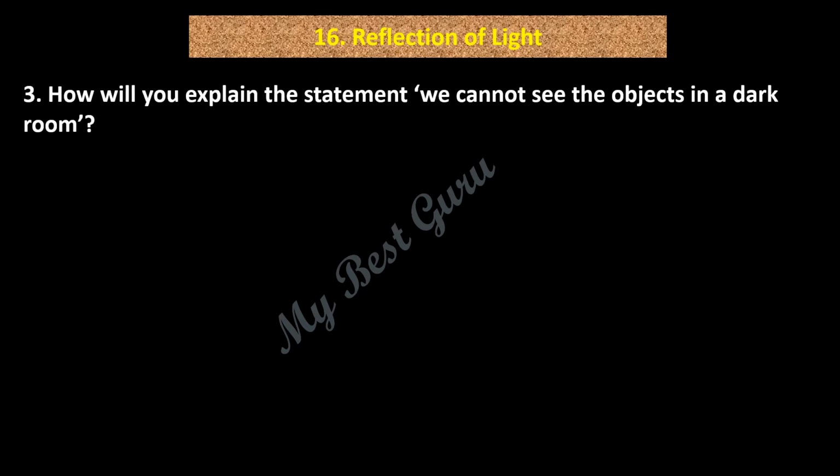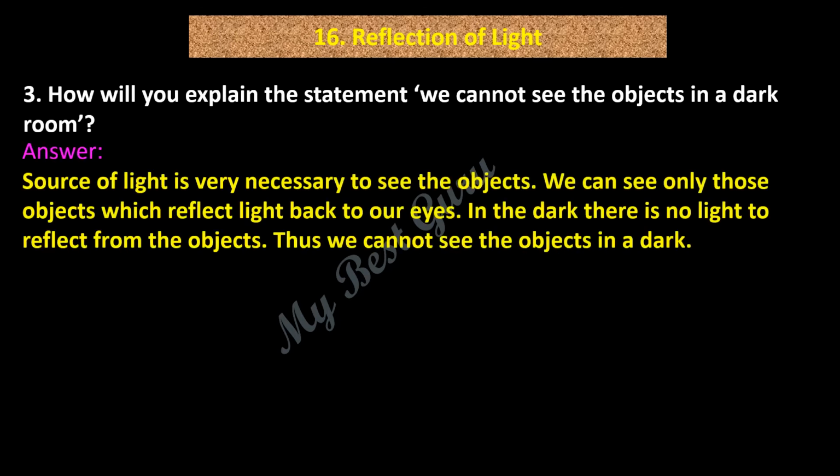Question number 3. How will you explain the statement, "We cannot see the objects in a dark room"? Answer. Source of light is very necessary to see the objects. We can see only those objects which reflect light back to our eyes. In the dark, there is no light to reflect from the objects. Thus, we cannot see the objects in the dark.